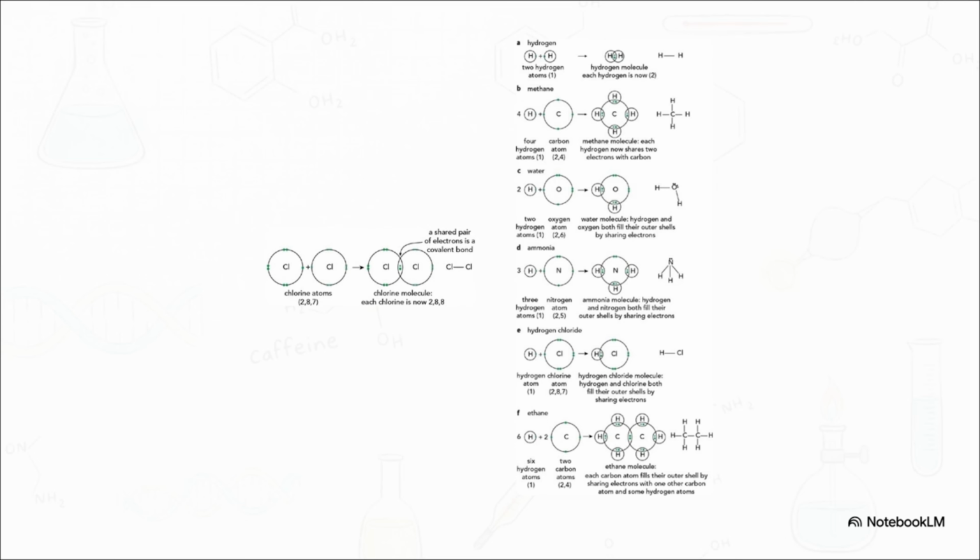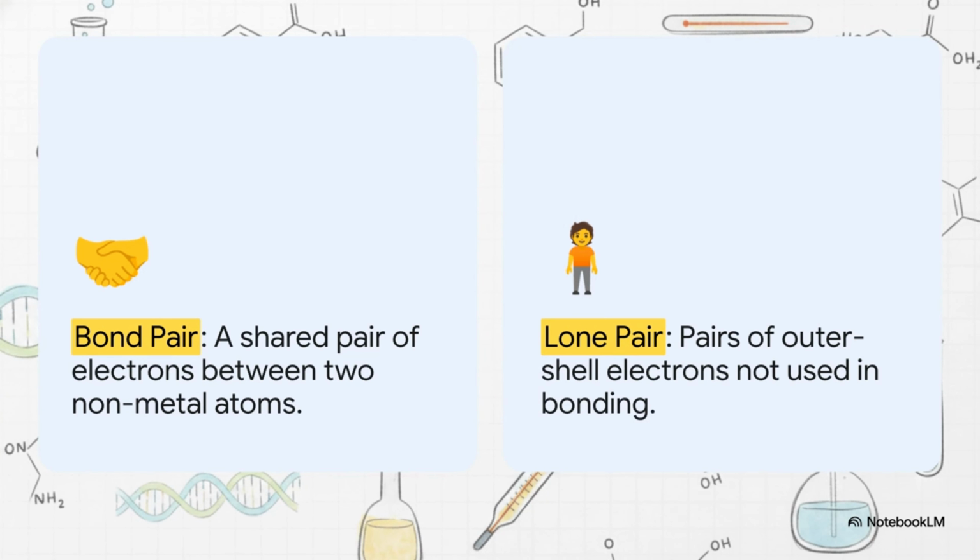Whether it's the elegant simplicity of a hydrogen molecule or the shared structure of ethane, this visual mapping proves exactly how the atoms satisfy their energy levels. Now, you've got to lock down the distinct difference here to avoid mixing up your terminology on test day. Let's take a chlorine molecule, for instance. It shares one pair of electrons right smack in the middle. That is your bond pair, which is often represented by a single structural line.